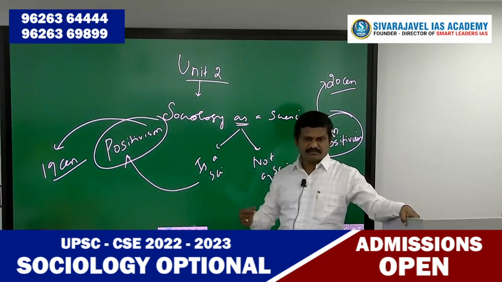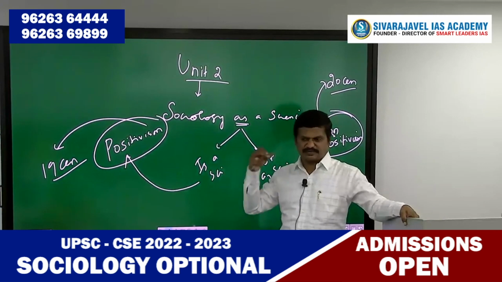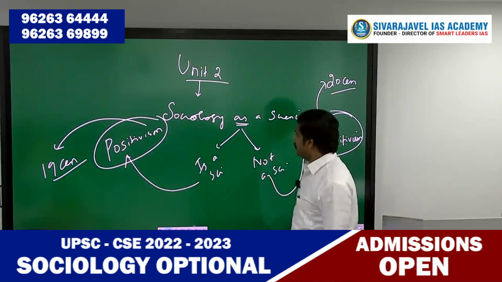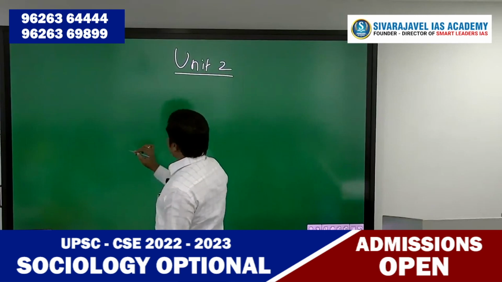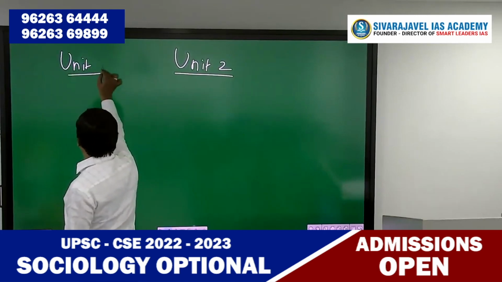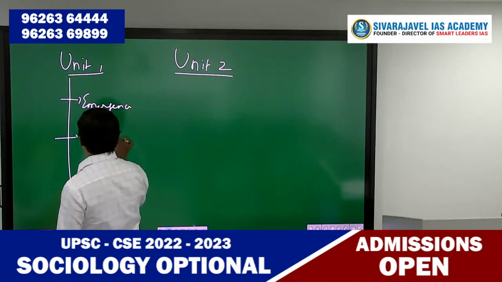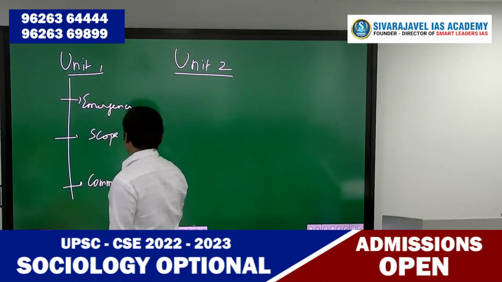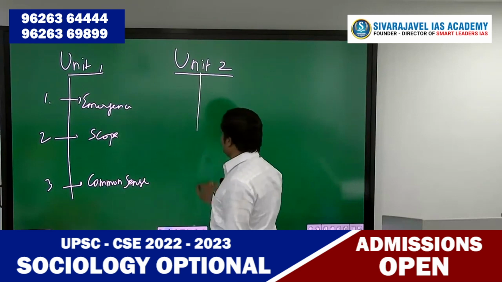Now positivism, then non-positivism, then different sociological strands, that is only positivism and non-positivism again repeated. And finally, fact, value, objectivity. So in unit number 2, you have 5 topics. In unit number 1, you had only 3 topics. What are the 3 topics? Emergence of sociology, scope of sociology, common sense and sociology. Unit 2, you have 5 topics.